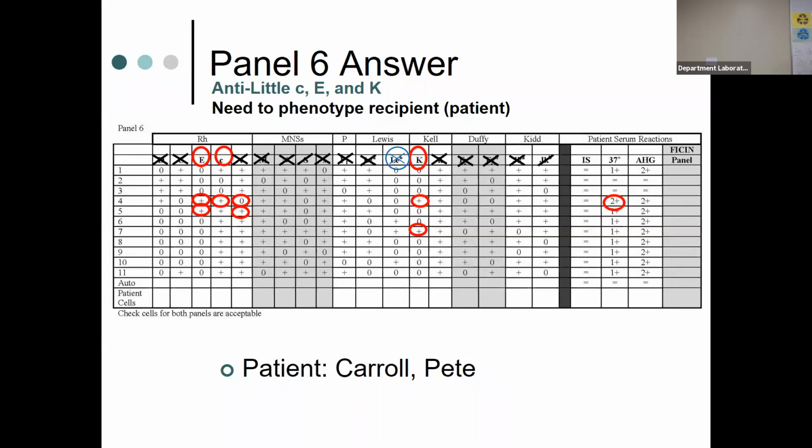So what would you do? Ficin. What's Ficin going to do to the little C reactions? Going to make them stronger. Could you run some select cells? What type of select cells would you choose?